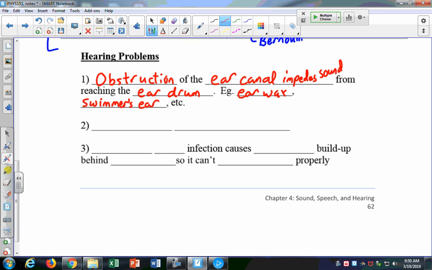Two, you can have a perforated eardrum, where you actually get a tear or a hole in the eardrum. That can occur from sticking a Q-tip down in there too far. Or it can occur from noises that are too loud. Those vibrations will vibrate the eardrum too much and can cause it to rupture or tear. And then you can also have a middle ear infection. We've talked about this a little bit.